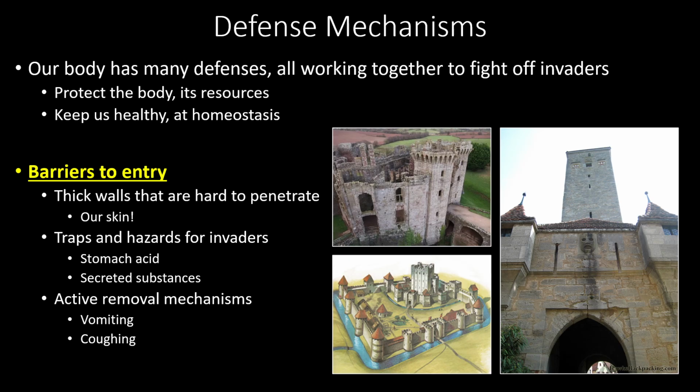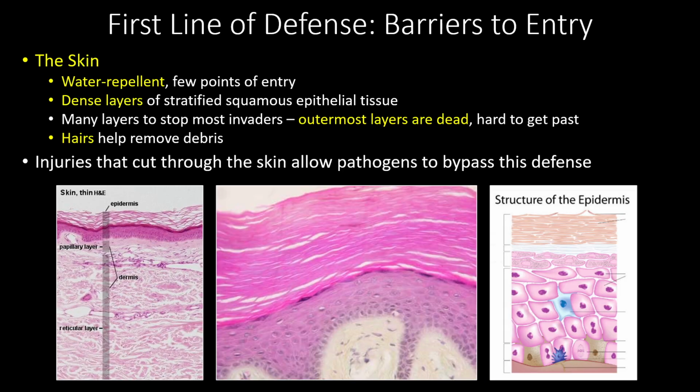Those thick walls of the castle are similar to our skin. A castle might have traps and hazards in it, which is more like our stomach acid. So we have these different structures and defenses that we call our barriers to entry that naturally protect us from pathogens. The first one we're going to talk about is, of course, the skin. How could we not start with the skin?